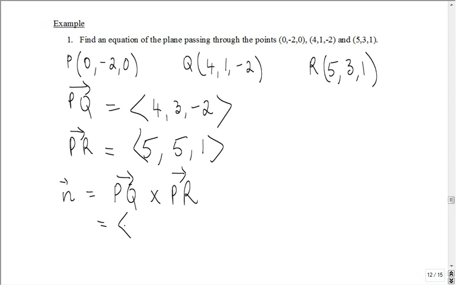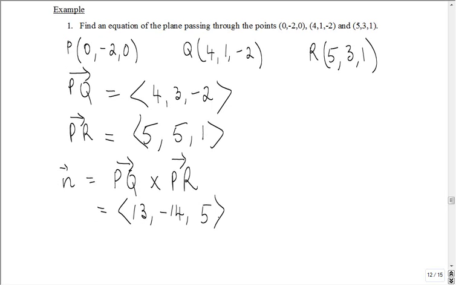What did you get? 13, -14, and what else? 5. Make sure you got that. So that's your normal. Now you choose any point and use the formula that we just saw. I think the easiest point to use there is P because we have a bunch of zeros. Okay? So let's use it.